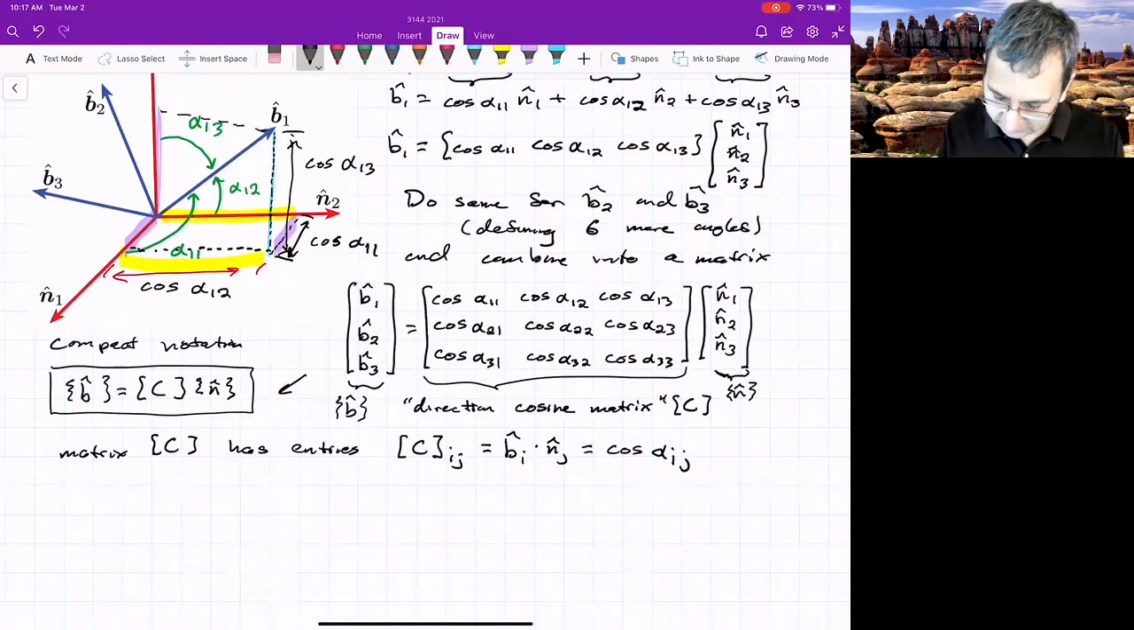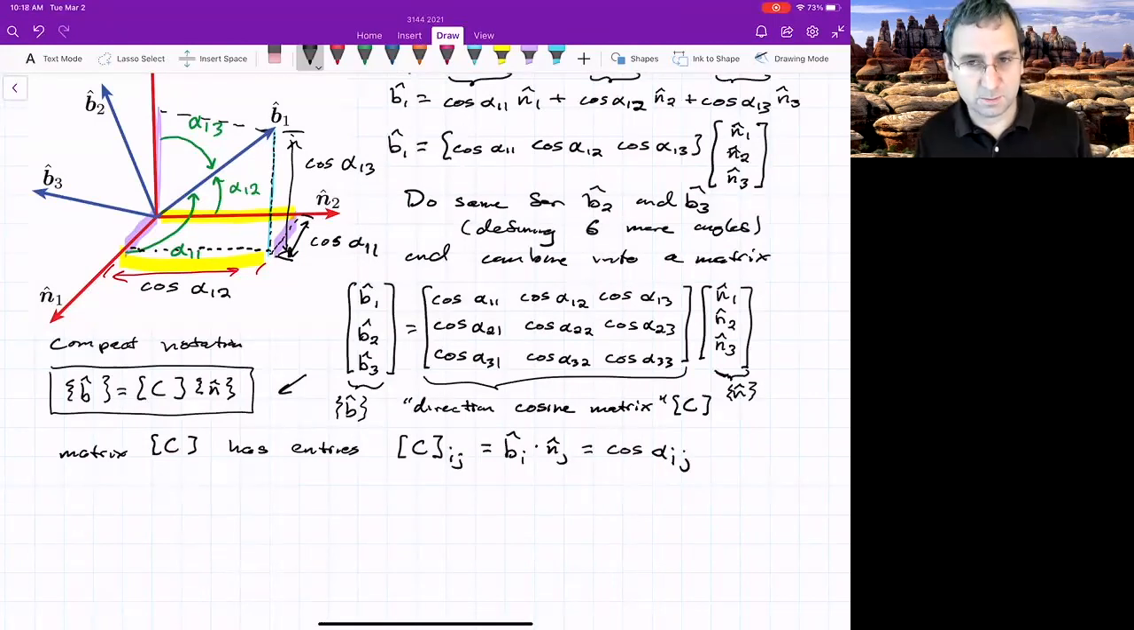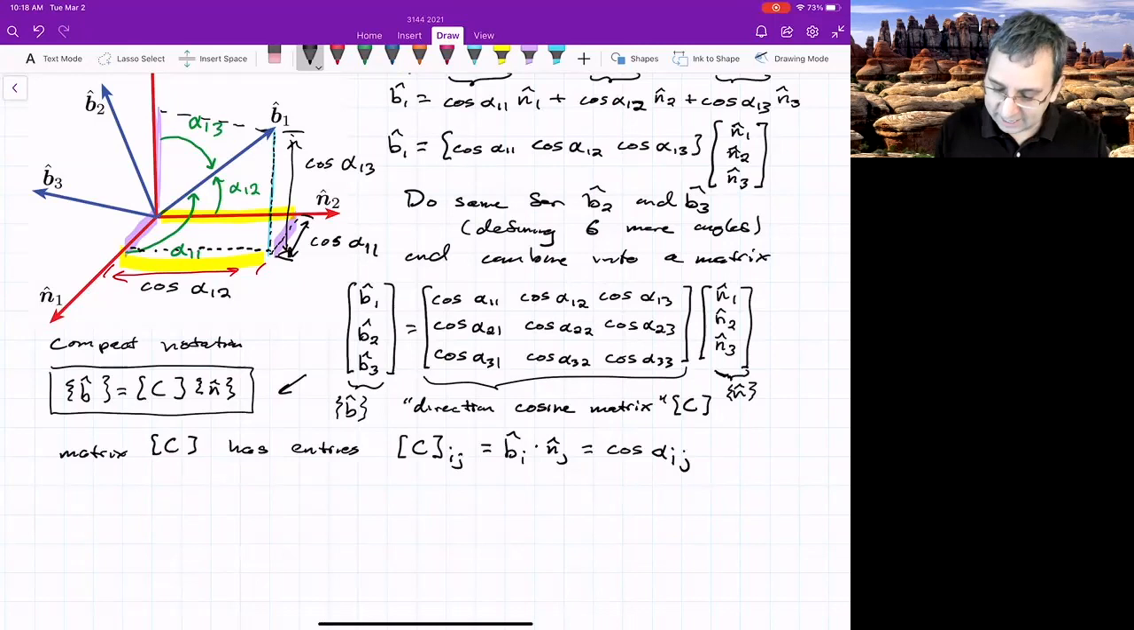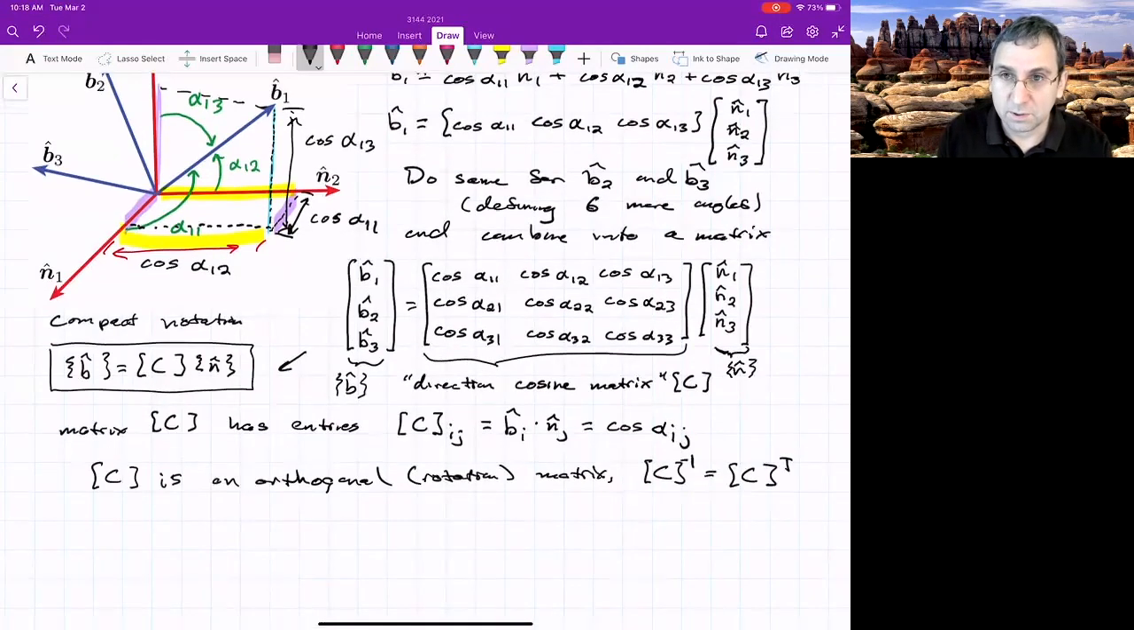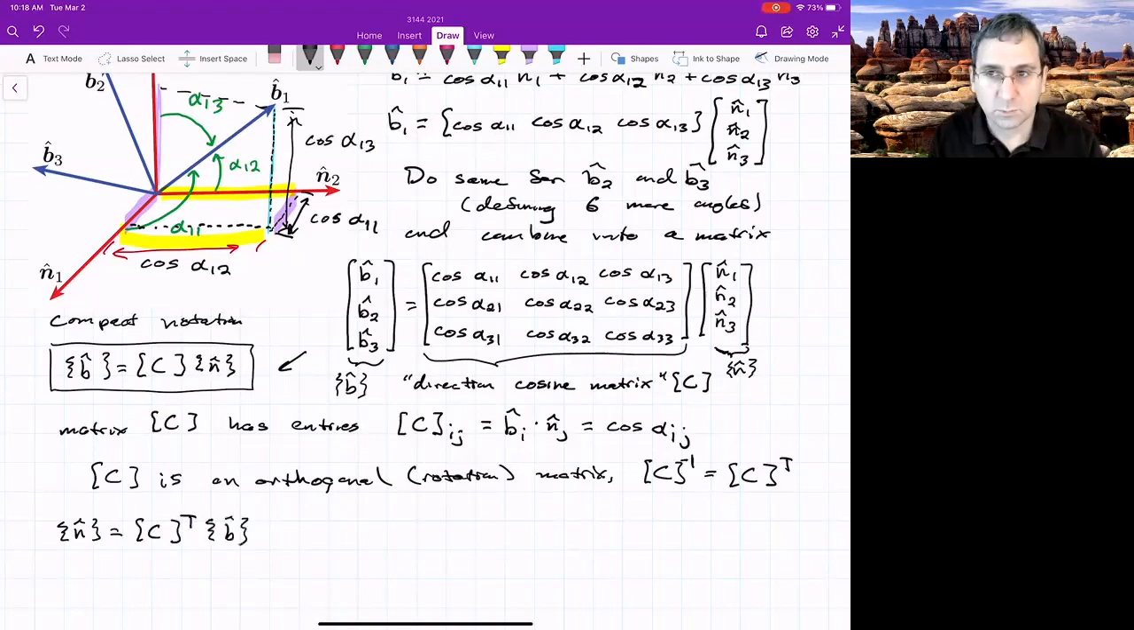So this would relate, if you wanted to write the B unit vectors in terms of the N unit vectors, you could do that. Again, C is a matrix. It's just a 3x3 matrix. It's a rotation matrix is what I mean. It's an orthogonal rotation matrix, which means that C inverse is equal to C transpose. So the relationship of N and B would be N equals C transpose B. So that's also true.